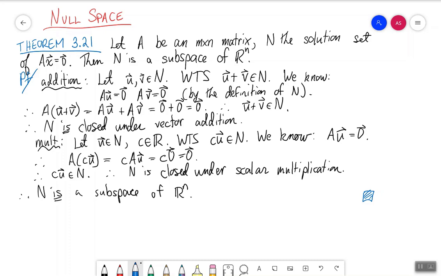Other than spans, these solution sets to systems of linear equations are the main source of subspaces. But if they're one of the main sources, other than spans, I don't want to keep referring to them as the solution set of Ax equals 0. I want something shorter to write and say. So that's why we make the following definition.